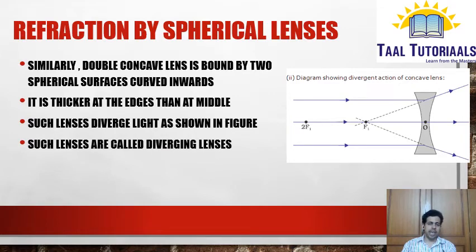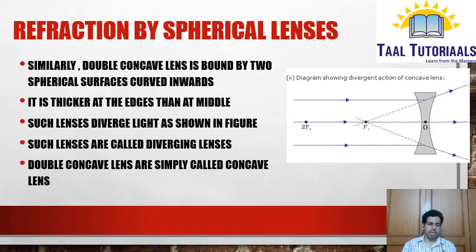Such lenses are called diverging lenses, because they diverge the light. Double concave lenses are simply called concave lenses. If we say concave lens, it refers to a double concave lens. You have to remember this. Similarly, if we say convex lens, it is a double convex lens only. Every time we need not mention double concave or double convex. We just have to remember that.